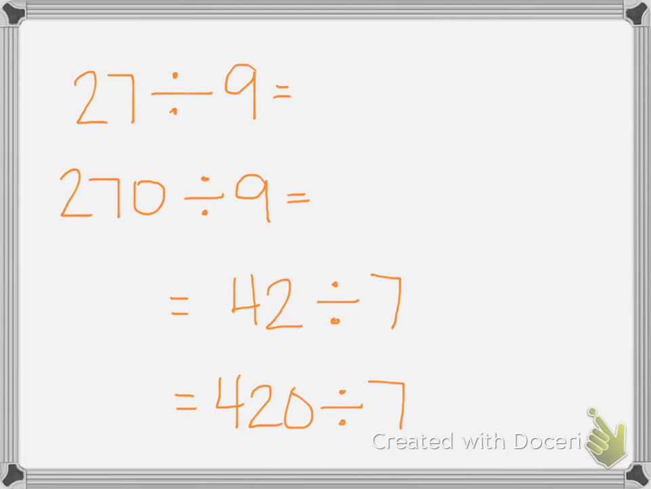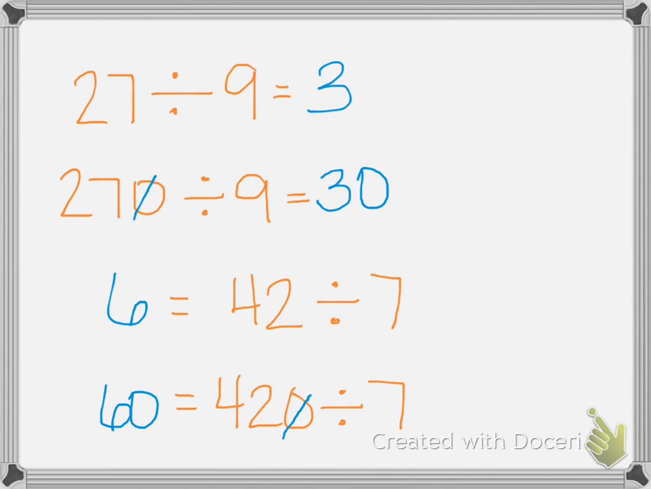Number 5 says solve. 27 divided by 9 is 3. 270 divided by 9, we ignore the 0 for a second. 27 divided by 9, we know is a 3, and then we need to add that 0 back, so it's 30. 42 divided by 7 is 6. Same thing, 420 divided by 7, we can just ignore the 0 for a minute. 42 divided by 7 is 6. And then we need to add that 0 back. So our answer is 60.